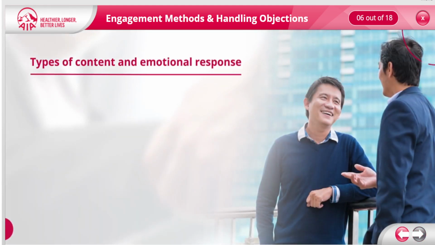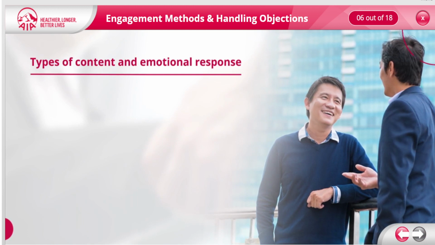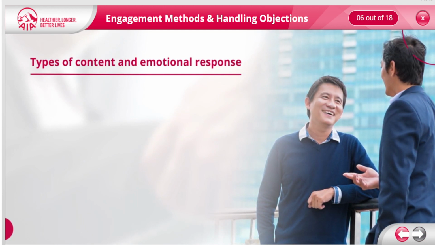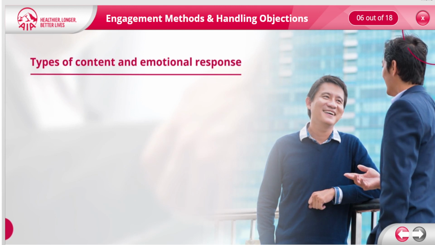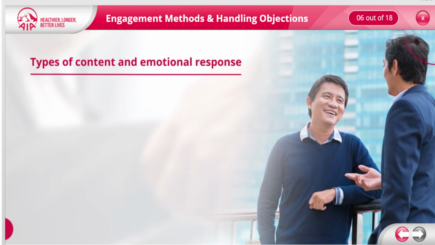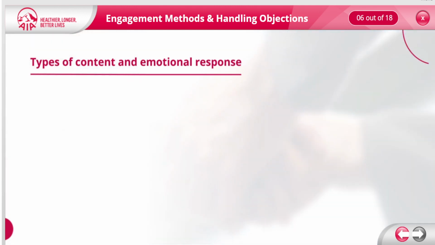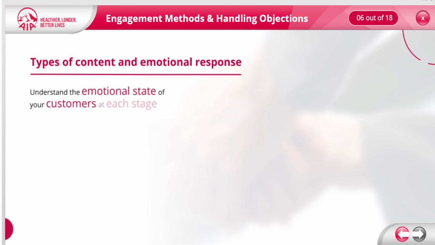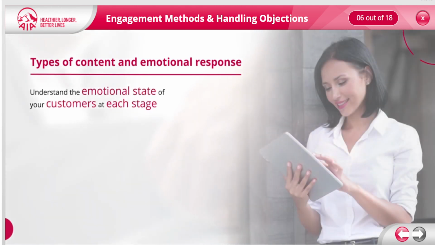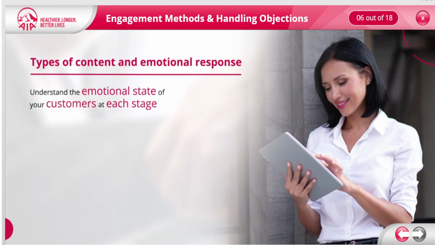In this section, let's take a look at the different types of content and the emotional response they elicit. As you are trying to guide customers through the 4 stages of engagement, it is important to understand their emotional state in each stage. It will help you understand their concerns, needs, or fears so that you can respond appropriately.